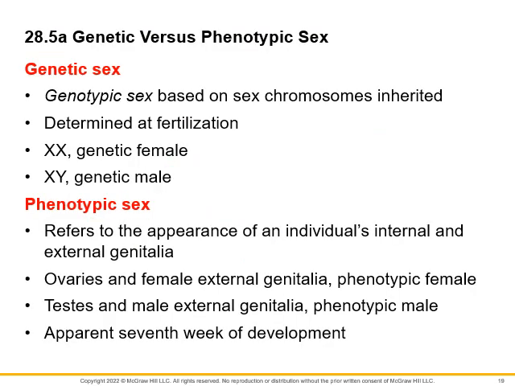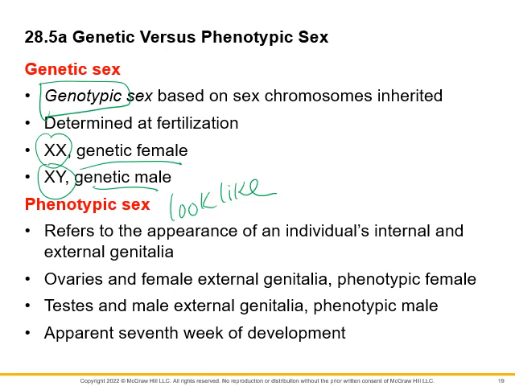Difference between genetic and phenotypic. Genetic is genotype. Phenotype is physical. So what do they look like? Physical appearance. A genetic female is XX, a genetic male is XY. Ovaries are female, external genitalia. Testes are male, external genitalia. This is a physical attribute. This is what you look like.